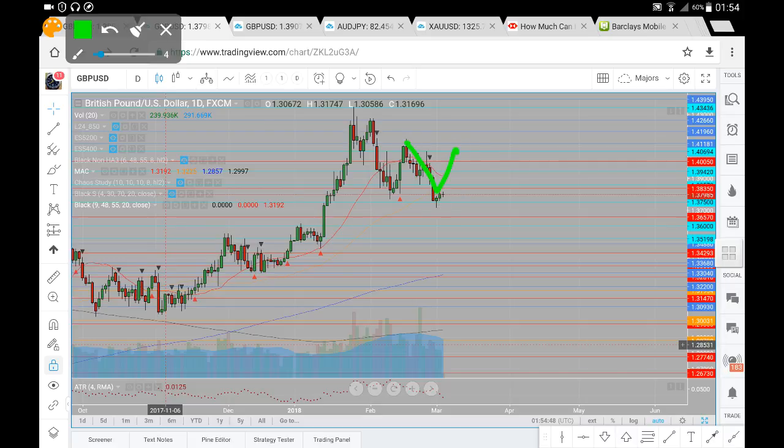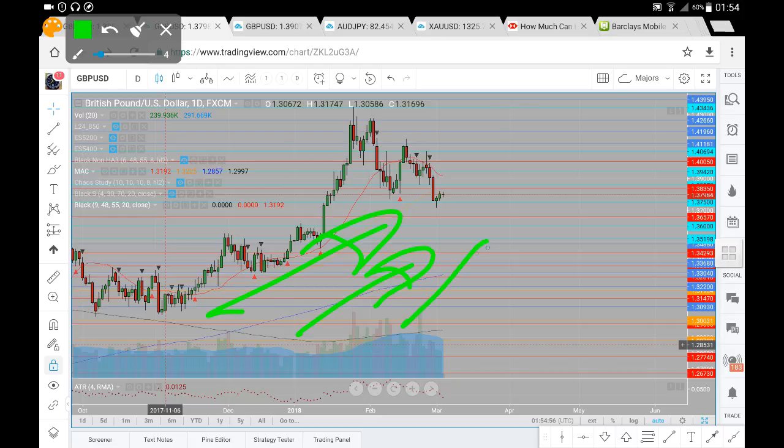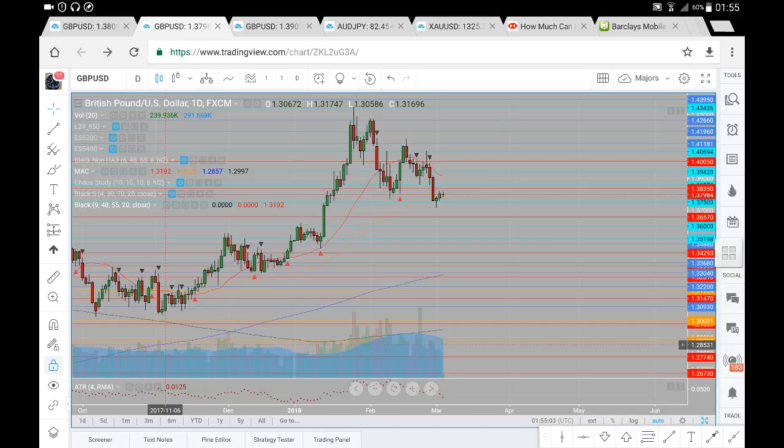Because if we were to see upside in light of this most recent trend to the downside, this will be somewhat counter, but it is in alignment with the overall higher time frame trend, which is to the upside on the pound against dollar. And with that said, that pretty much covers the pound dollar analysis. Thanks for watching.